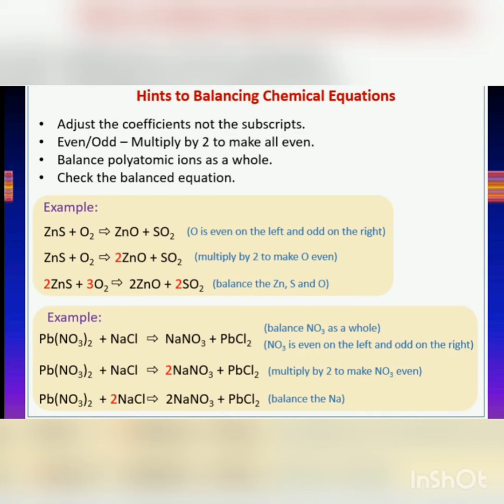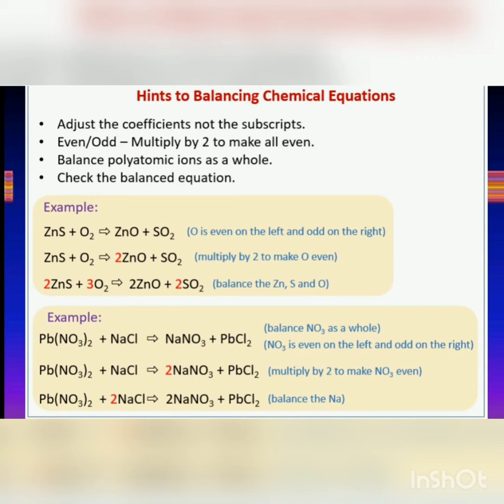Even odd: multiply by 2 to make all even. So if you come across a number which is odd, we generally multiply it with an even number so that we can make it even, and hence we can add to the coefficients. Now next is balance polyatomic ions as a whole.